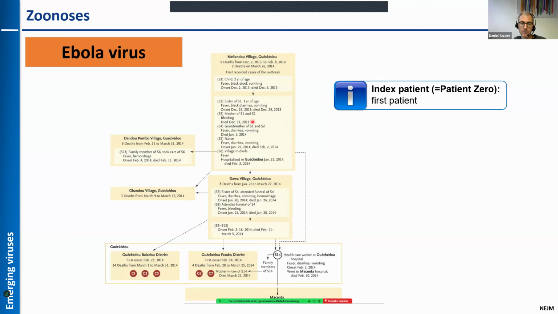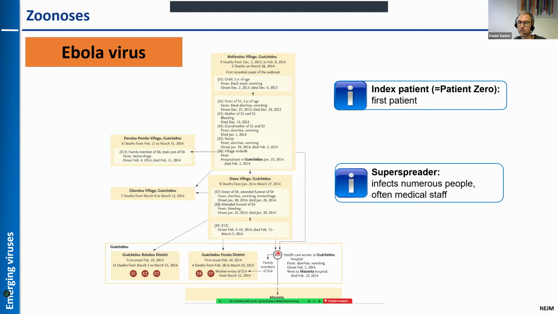This child transmitted the virus to family members, and then at some point a healthcare worker in a larger city got infected, and this healthcare worker transmitted the virus to other patients or healthy individuals and served as a so-called super spreader. A super spreader is someone infecting more individuals than usual, and unfortunately these are frequently healthcare providers, medical staff, because they are the first to get in contact with newly emerging viruses, and they also see other patients and may transmit the virus to additional people.